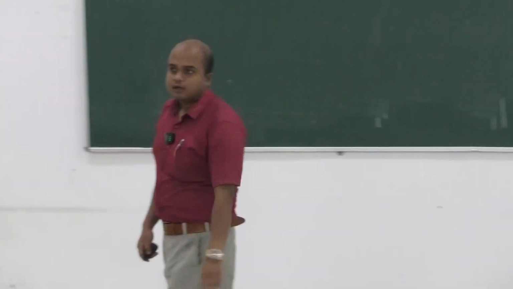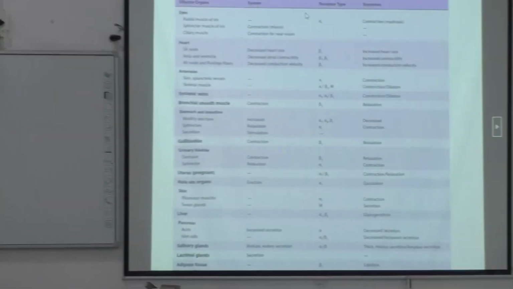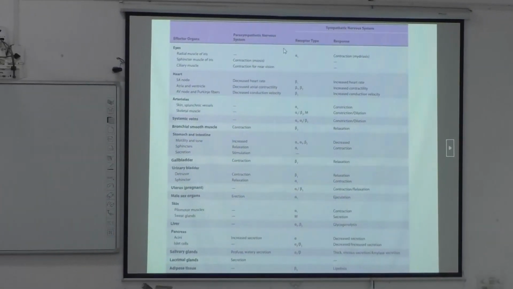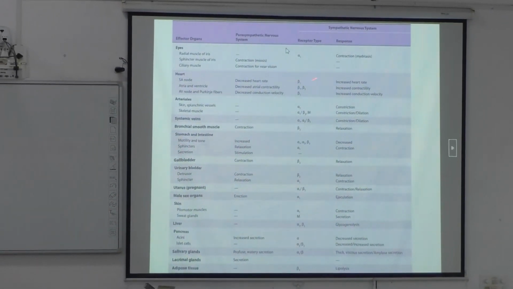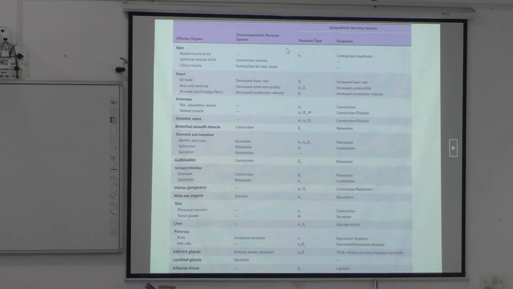Now again it is difficult to remember all actions, but a few you already know from whatever you have read in physiology till now. Like the sphincter muscle of the iris, the sphincter pupillae, constricting the pupil under the action of the parasympathetic nervous system. Ciliary muscle contraction for near vision, accommodation.